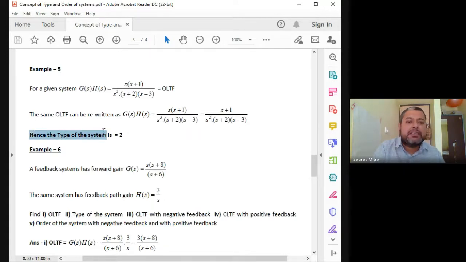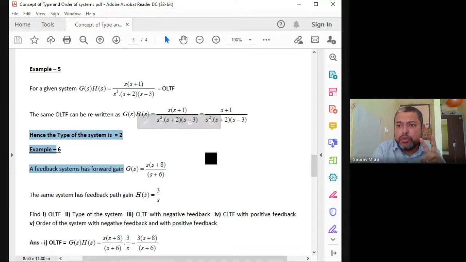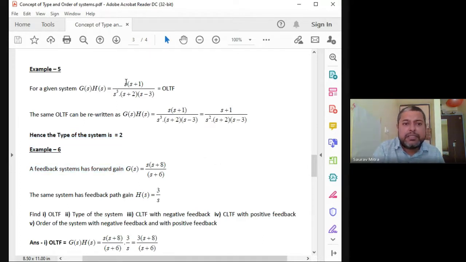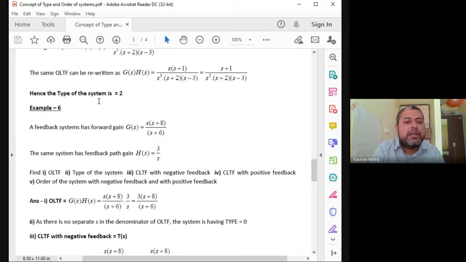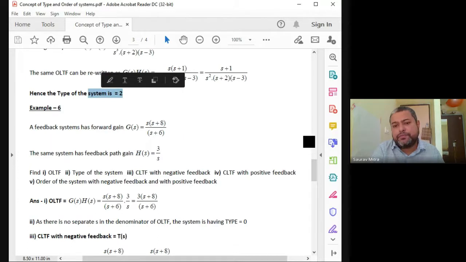Hence the system has type equal to 2, because in this case there was an s in the numerator and s cube in the denominator, and they get cancelled. That means s square remains in the denominator. So in this case, it is s square into (s plus 2) into (s minus 3). There are only two poles at the origin for the open loop transfer function. That's why this is a system of type 2.